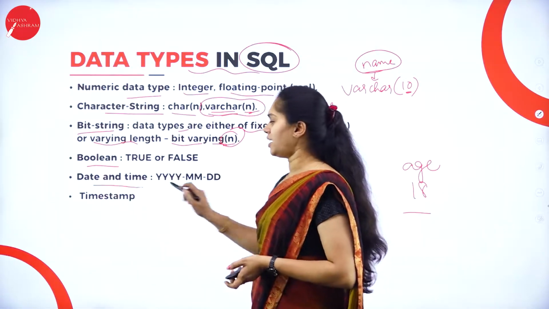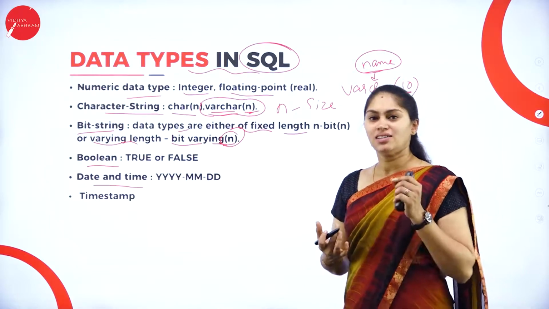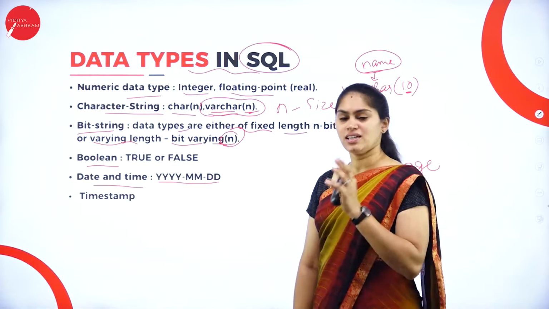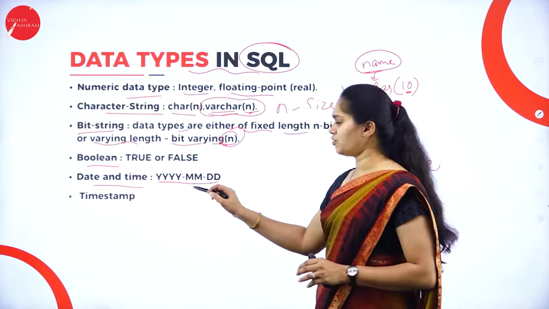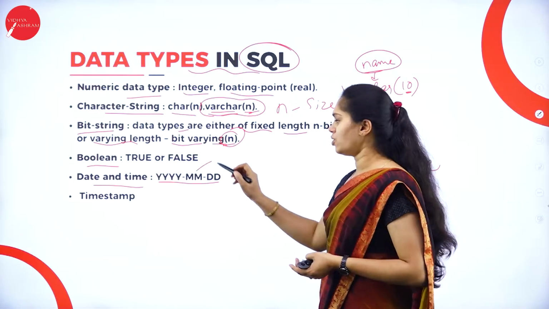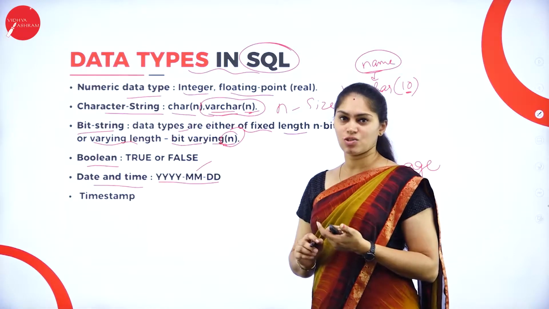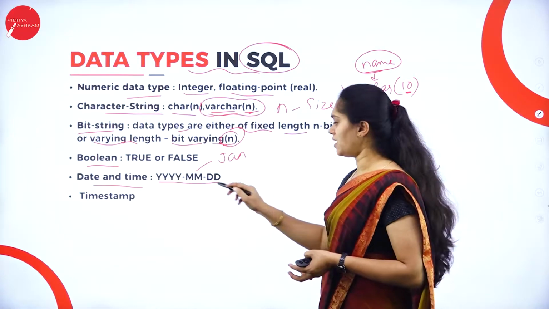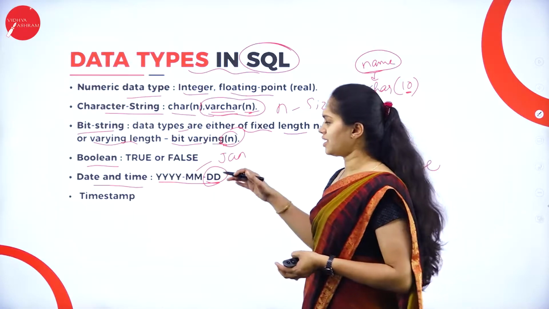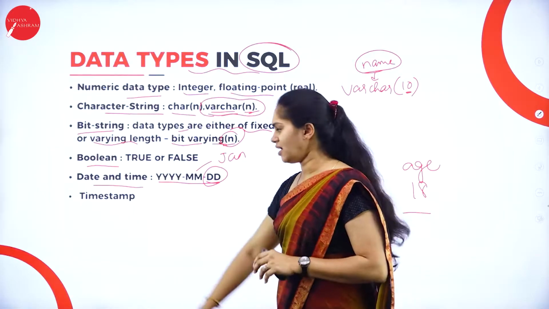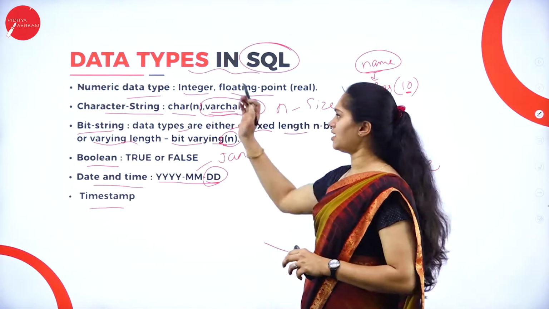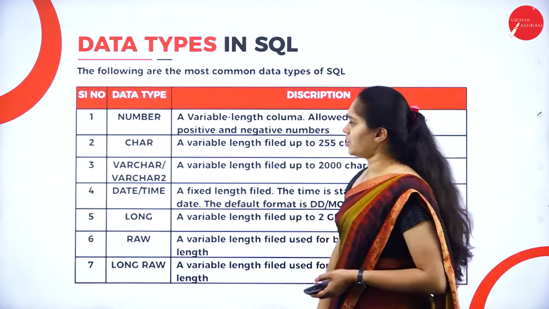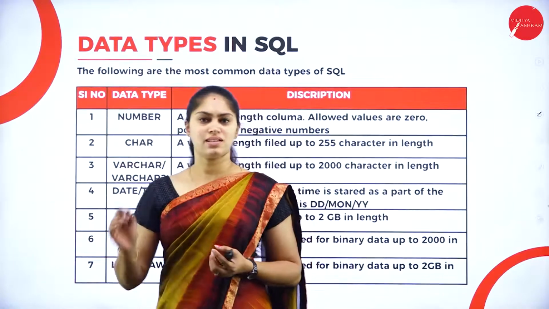And also we have date and time, which specify certain formats. Here we have to use the standard format. First we specify the year in 4 digits and put a hyphen, then the month. In this month we usually use 3 characters, and the first letter has to be a capital letter. And also we have a date. All these are used in order to specify the date, and also we have a timestamp. So here I have listed out the most commonly used data types in SQL.